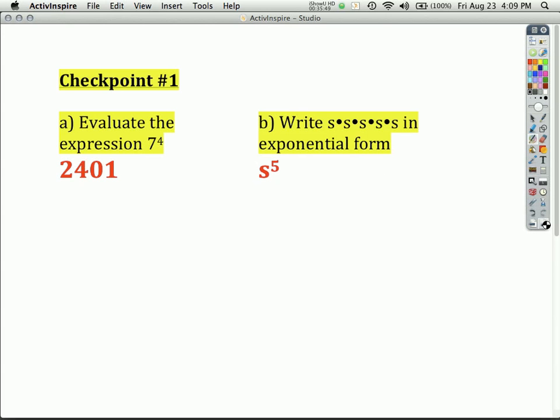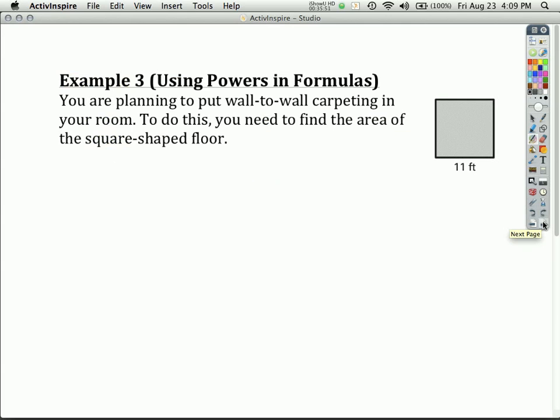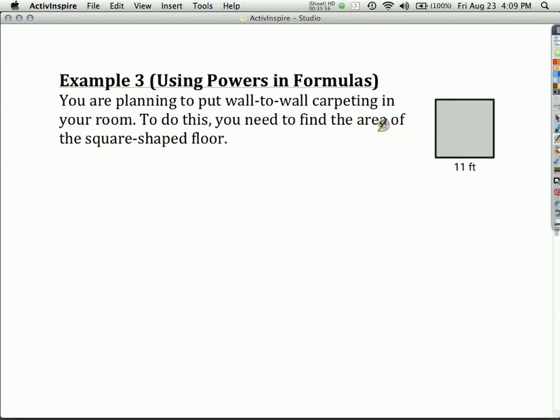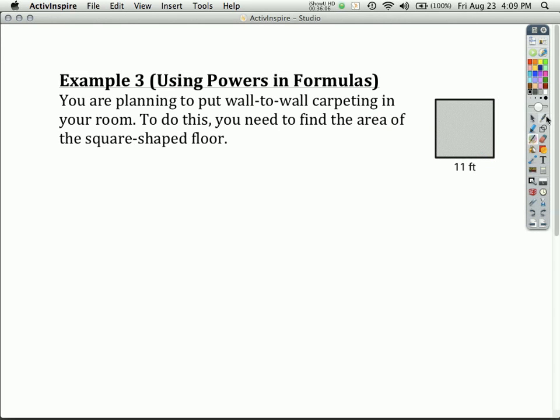Now let's apply it to a real scenario. Write example 3, but you do not have to copy the text of the question. Read the question and then draw the picture. It's a very simple picture, but draw the picture. This is, in fact, how wall-to-wall carpeting and tiling and any type of flooring does work. You must find the area of the space before you purchase or start installing things.